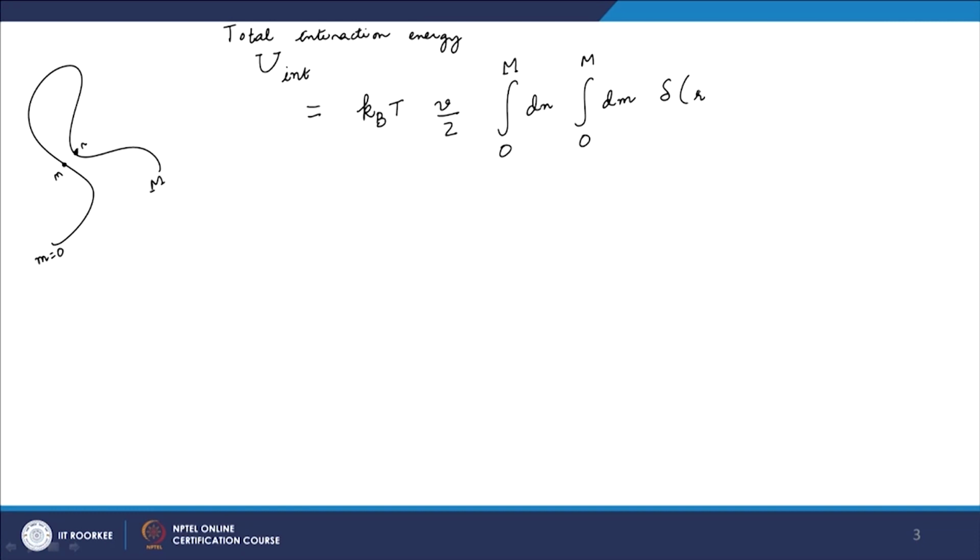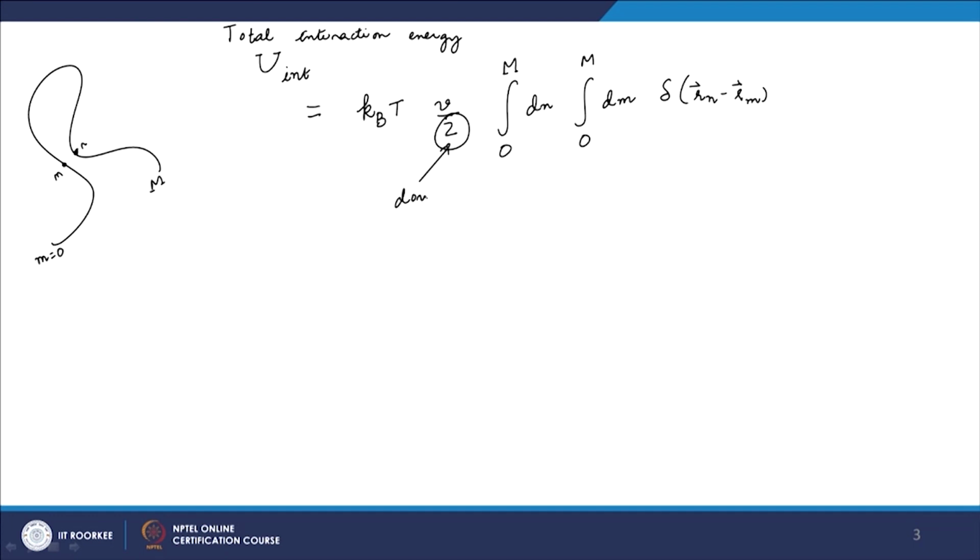So the total interaction energy will be equal to... I have defined two dummy variables n and m, both going from 0 to M, that is along the contour, and then we had a delta V, assumed to be a constant, moved outside the integration.